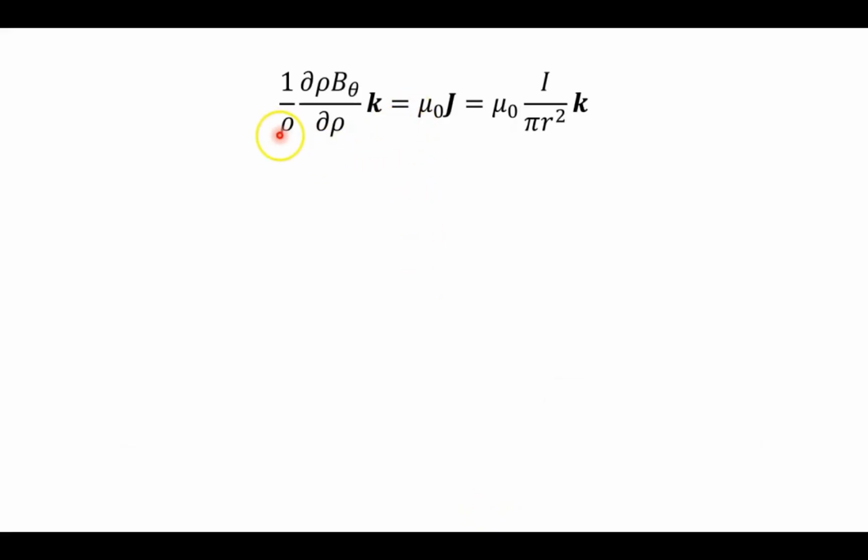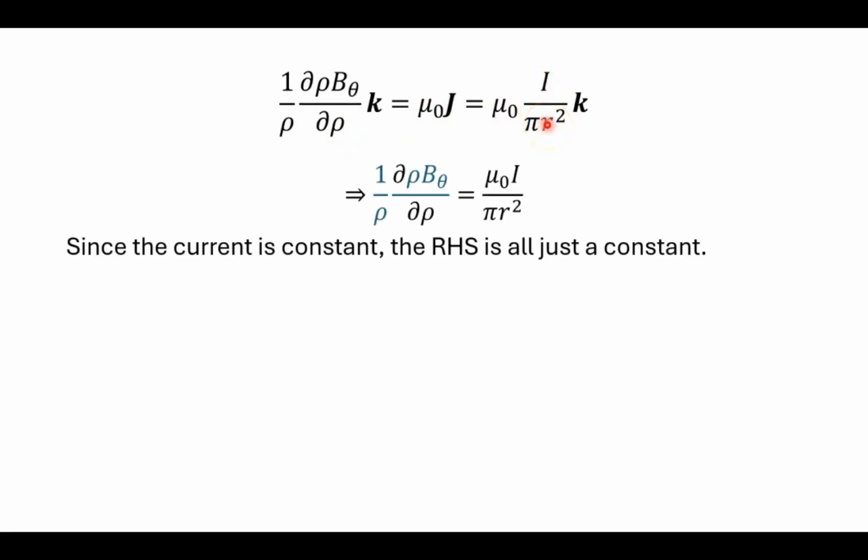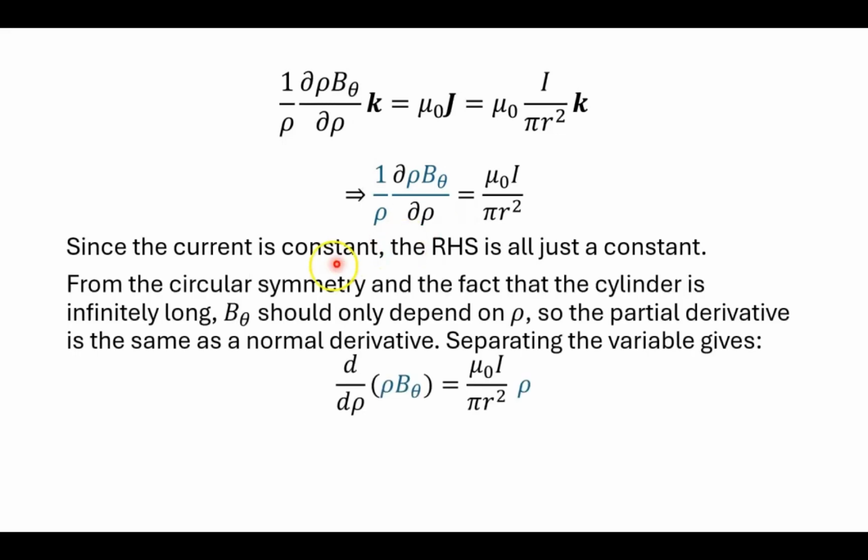So you have this. Thanks to our symmetry, the left hand side will reduce down to this, and the right hand side, if you just use our definition of the current density, is basically this. And then we just reduce it to the normal scalar equation. We don't need to care about this k vector here. This gives us a simple differential equation to solve. Because from the circular symmetry and the fact that the cylinder is infinitely long, B theta should only depend on rho.